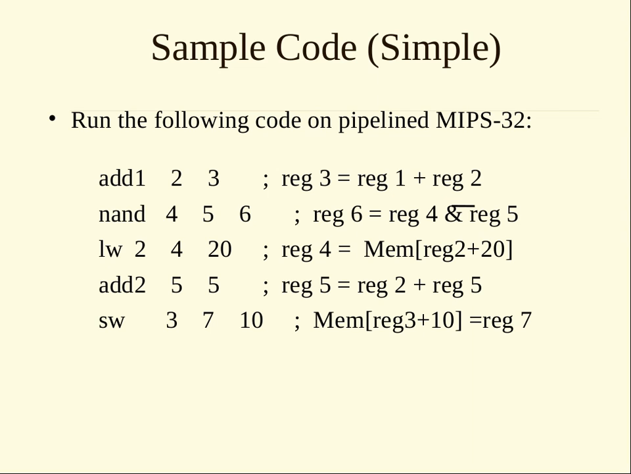Load word 2, 4, 20. Register 4 has the memory from the contents of register 2 plus 20. Add 2, 5, 5. Register 5 has register 2 plus 5. And then store word 3, 7, 10. The memory from register 3, which should be the base, plus 10 will have the contents of register 7. So we're going to execute this code inside of our pipeline.